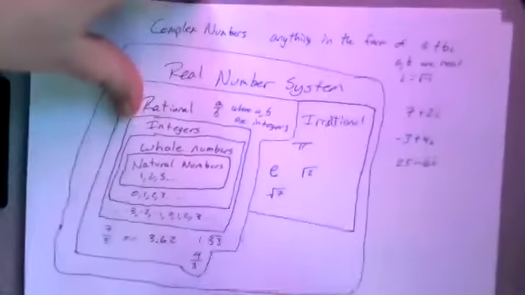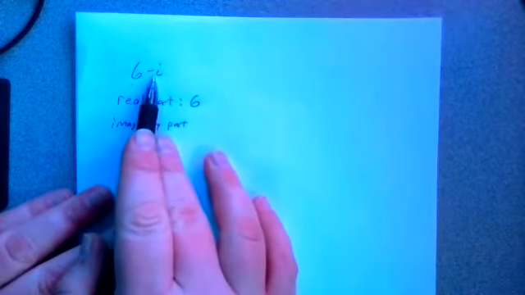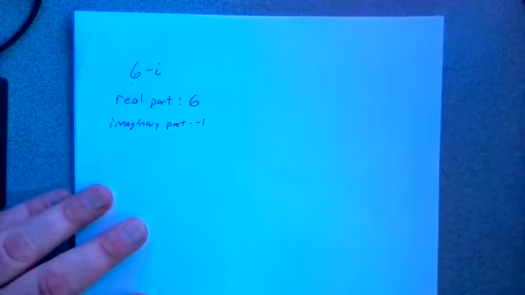Okay, so let's take a look at some examples here. Let's say we have 6 minus i. The real part is a 6, just a 6, right? And the imaginary part, well, what's the number in front of i? That number in front of i would then be -1, right?